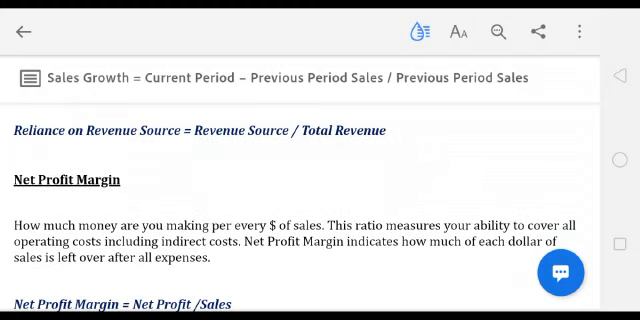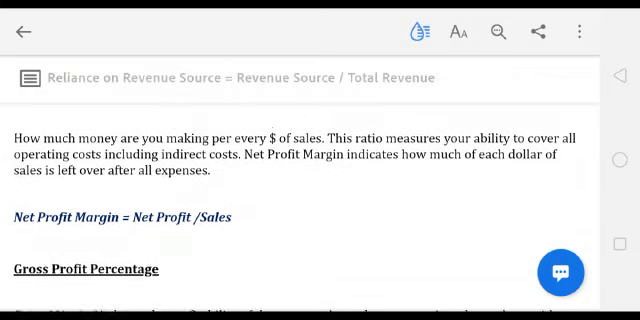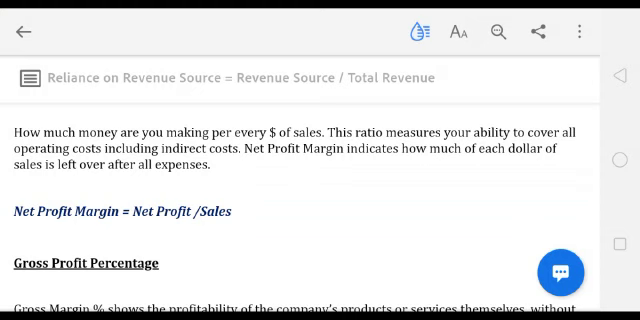Now the next one is net profit margin. How much money are you making per every dollar of sales? This ratio measures your ability to cover all operating costs, including indirect costs. Net profit margin indicates how much of each dollar of sales is left over after all expenses. The formula is you simply divide net profit by sales.